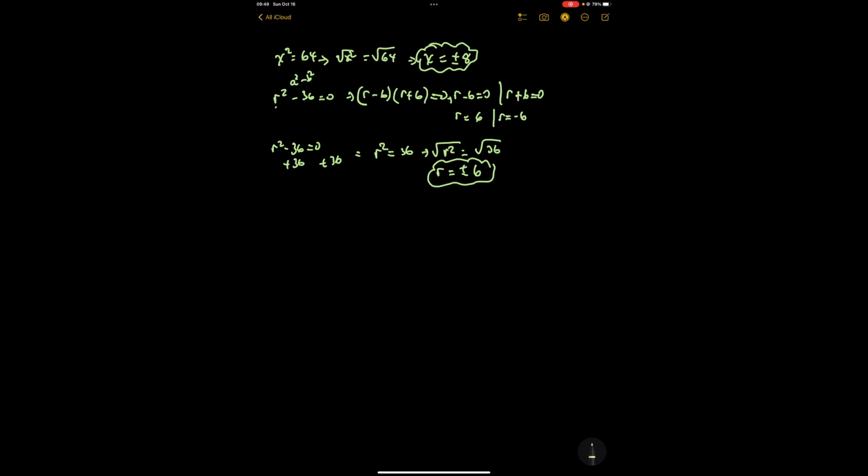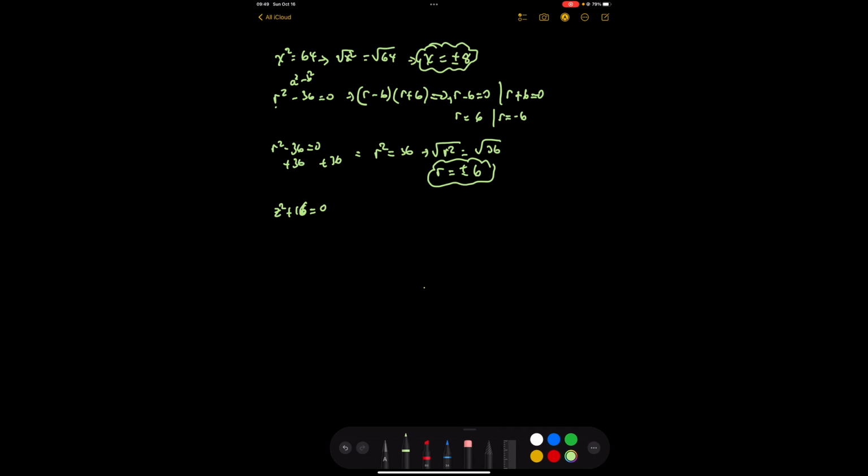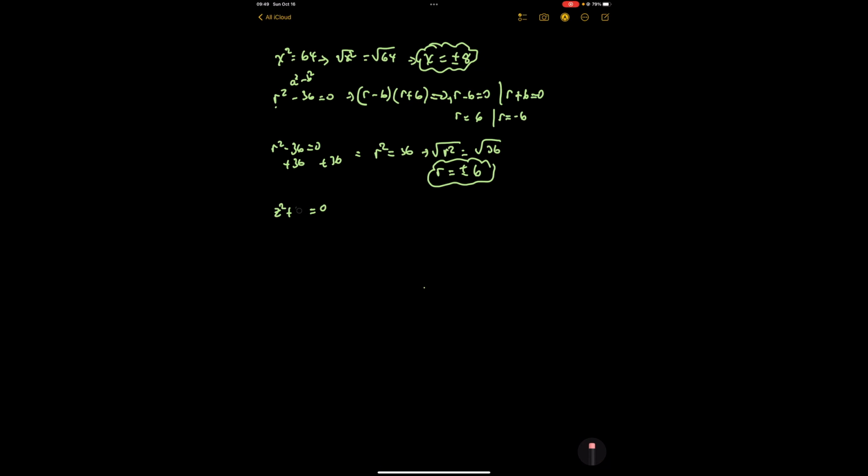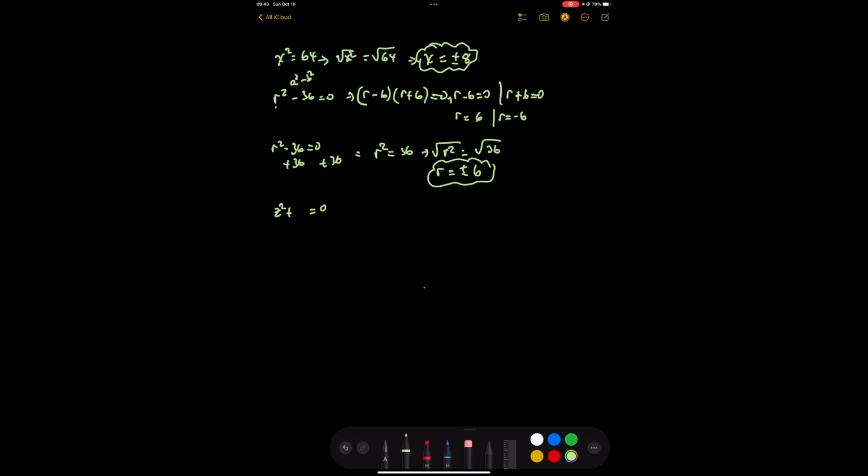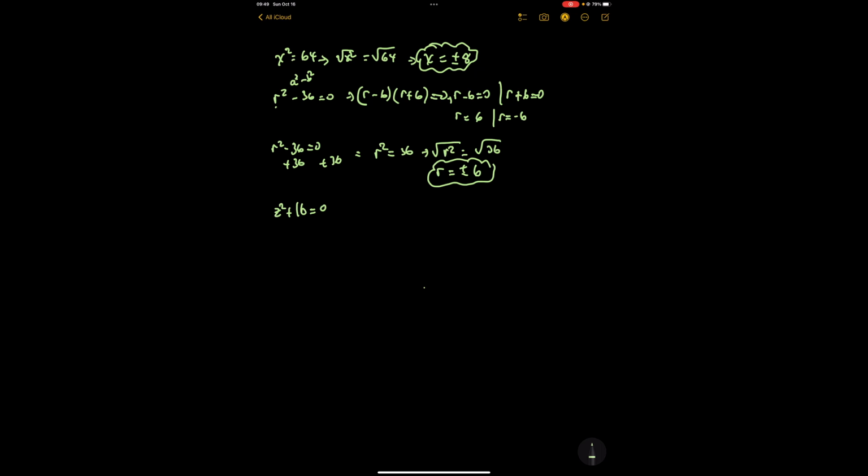Now let's do one last one for the square root part right here. Let's say we have z squared plus 16 equal to 0. I'm pretty sure some of you already looked at this and thought, oh no, not those complex numbers again. Yes, it is a complex number we are going to be looking at. So I'm going to subtract 16 on both sides, and I get z squared equals -16. And you already know that taking the square root of a negative number is not a real number.